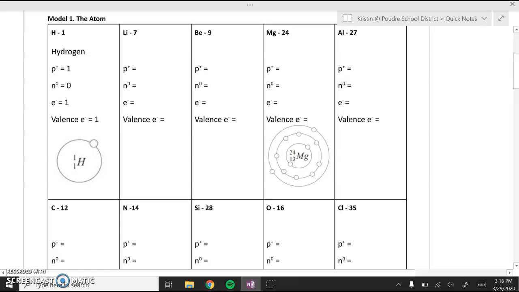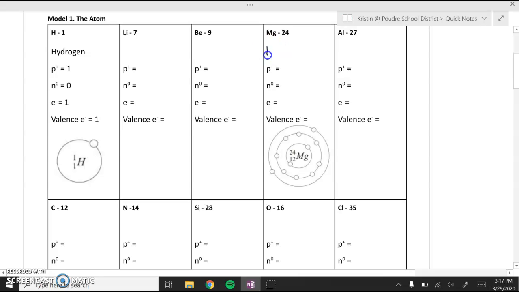So the next question just asks us to finish filling out this table based on number 1, which is already completed, and number 24, magnesium, which is partially completed, and then I'll do one more example in addition to that. And then I'm just going to pause the video, make the key, and then that way the key is accessible to you.